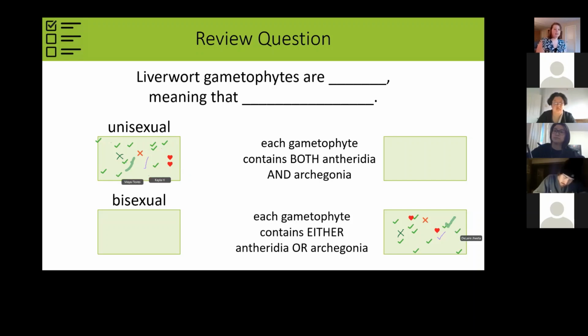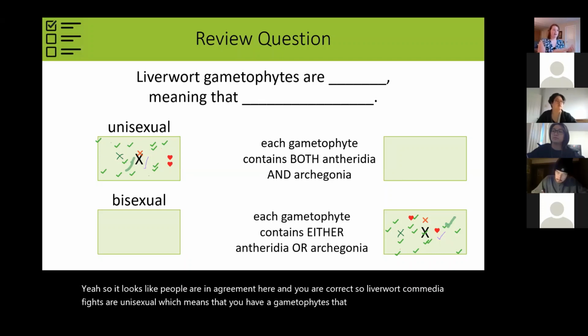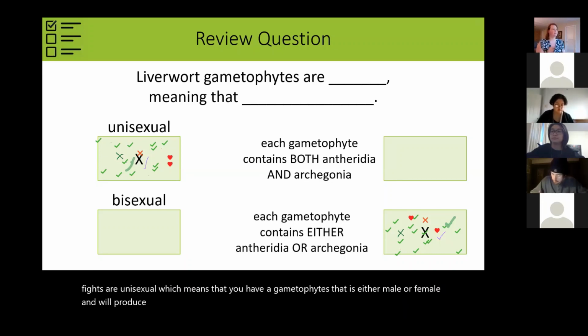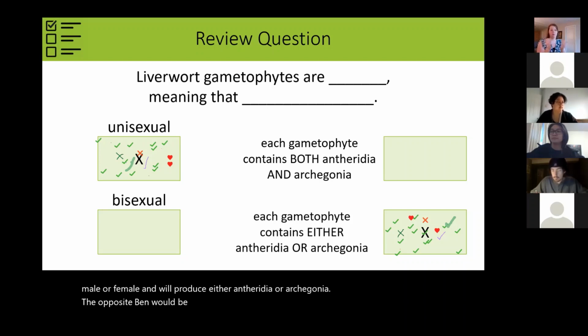Yeah, so it looks like people are in agreement here, and you are correct. So liverwort gametophytes are unisexual, which means that you have a gametophyte that is either male or female and will produce either antheridia or archegonia. The opposite then would be bisexual, where you'd have one gametophyte that could have both structures.